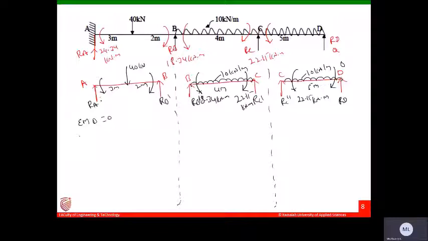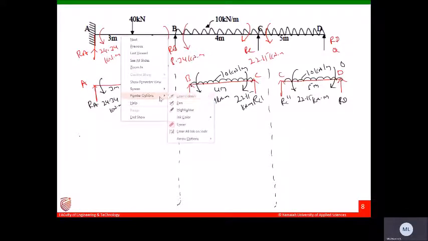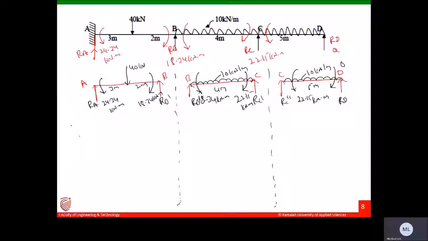So here 24.34 kilonewton meters, and this is 18.34 kilonewton meters. Okay, now I have shown that. Now what is your next step? My next step is to, now let us consider the next step. What is the next step?